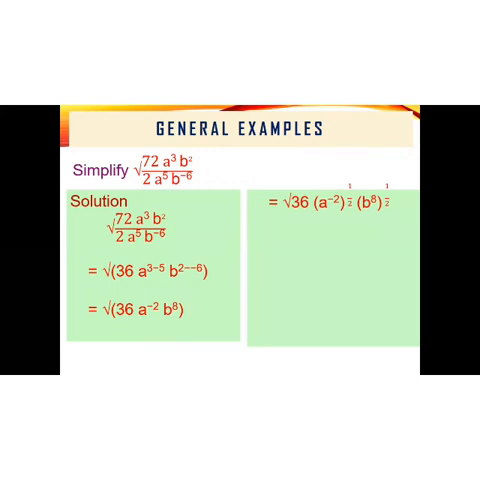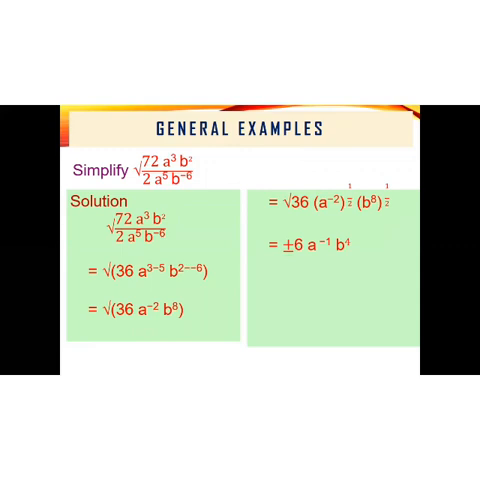So that's what we're doing here. The square root of a raised to the power minus 2 is a raised to the power minus 2 raised to the power 1 over 2, and b raised to the power 8 raised to the power 1 over 2. So what is the square root of 36? That's plus or minus 6. Take note of that. Plus or minus 6.